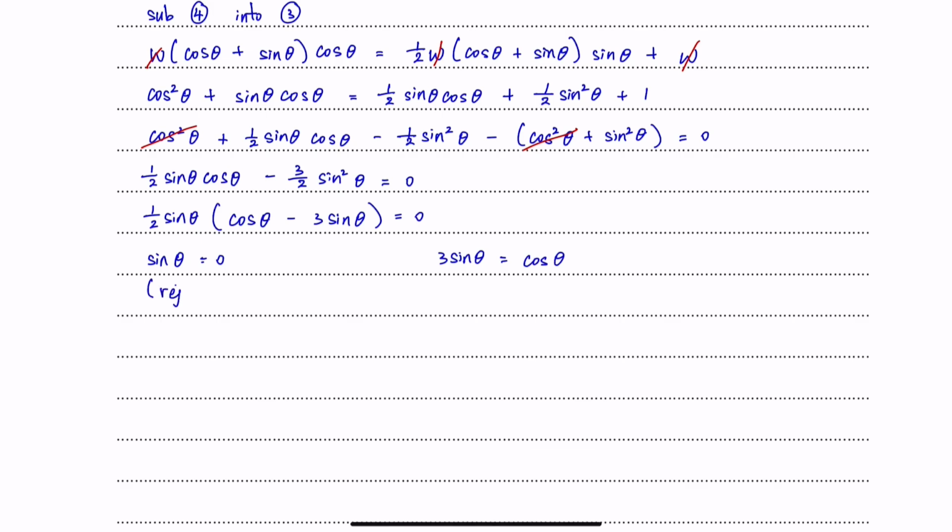So we reject this because it will give us the answer of theta equals to 0, 180, 360, which is the angle that we don't want, so we would reject them. And from this equation, we can move cos theta to the left hand side and 3 to the right hand side. So we would get sin theta over cos theta equals to 1/3, and this is equals to tan theta. So tan theta would be 1/3, and that's it.